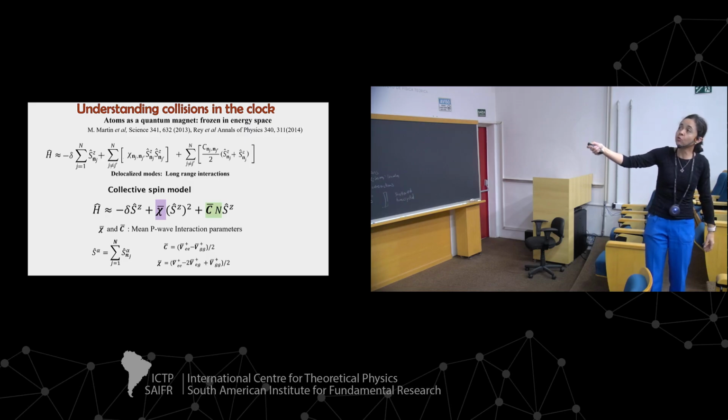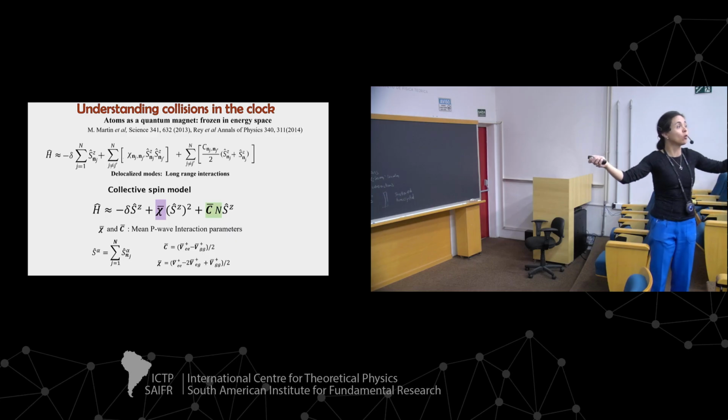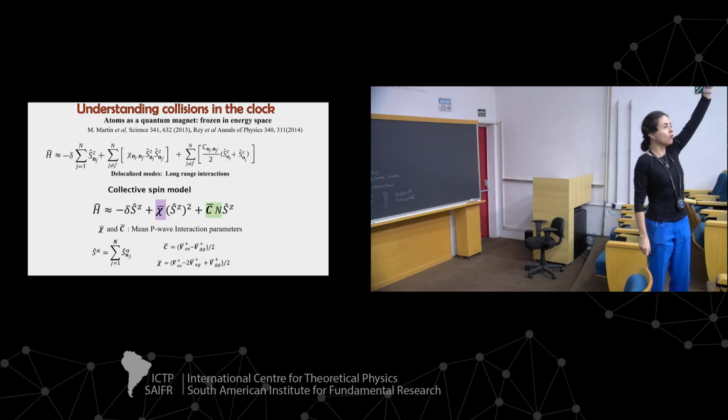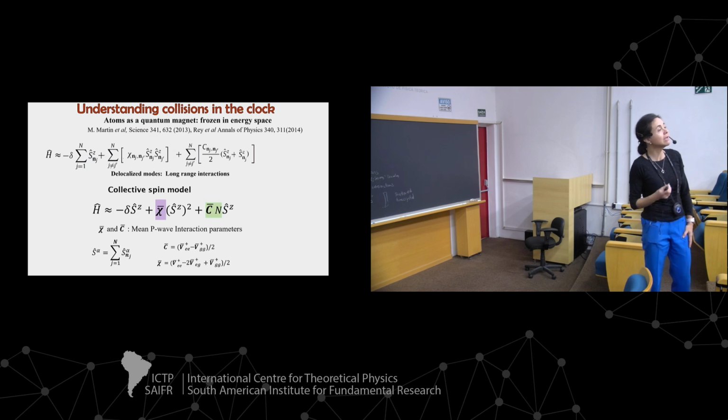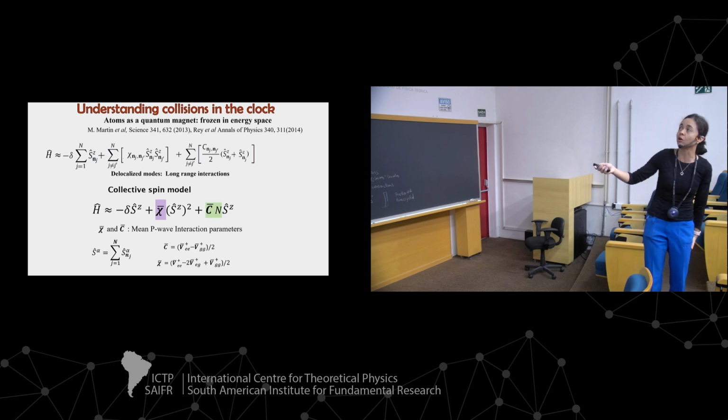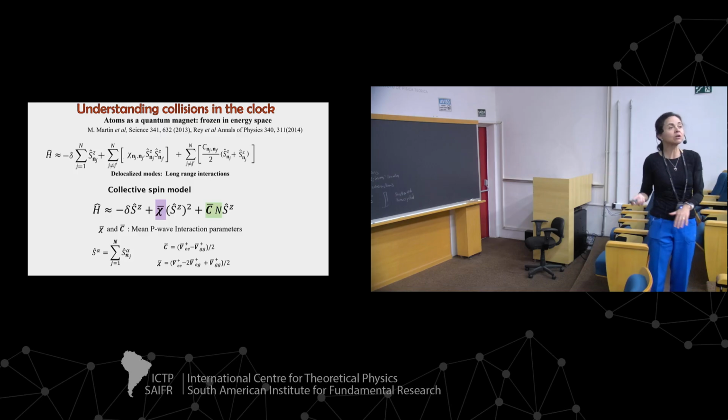And I'm going to write this Hamiltonian in terms of these mean coupling constants that depend on the scattering volumes and this collective mode. So from all four Hamiltonians that I wrote in the first slide, we reduce the dynamics to something extremely simple. This Hamiltonian is the one that I'm going to use to determine how interactions, collisions, are going to modify the ticking of the clock.